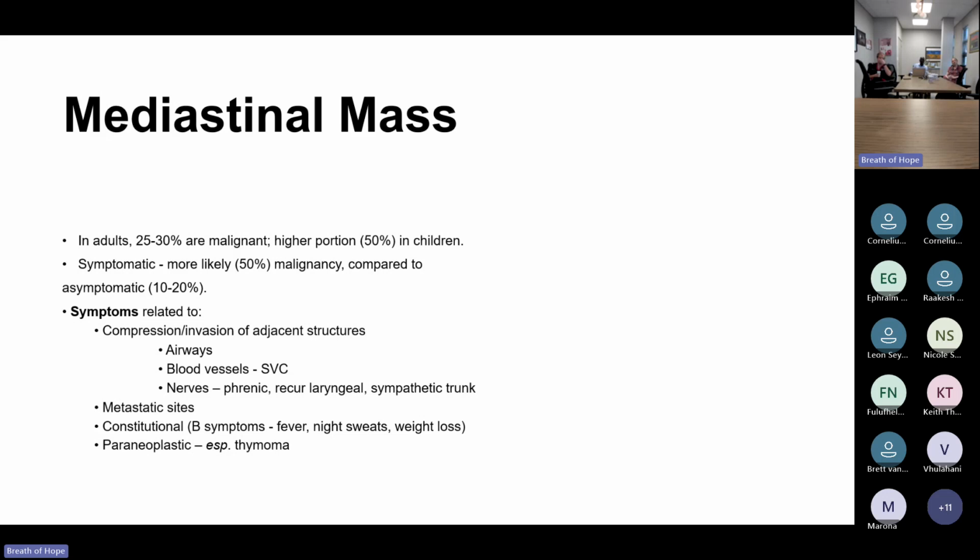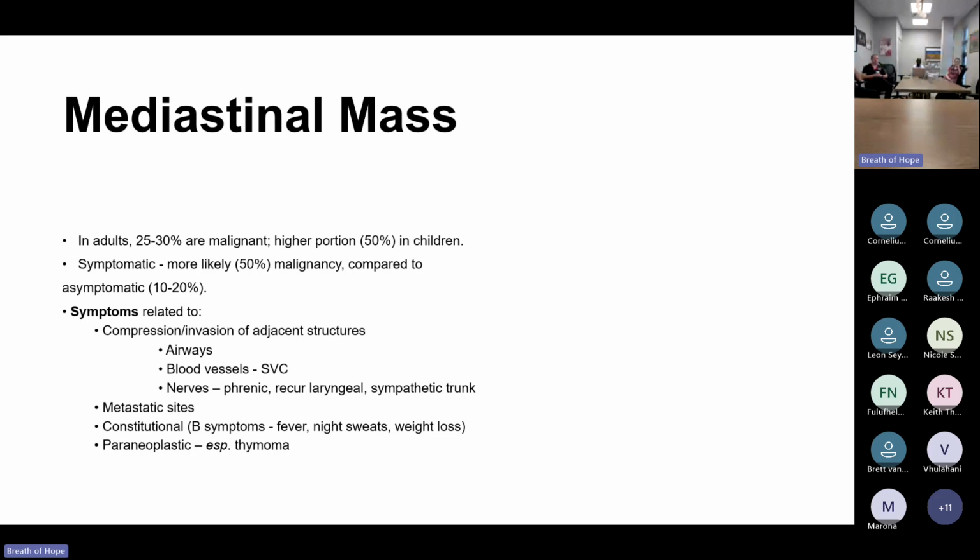Mediastinal masses in adults are 25 to 30% malignant, a higher proportion of 50% in children. Symptomatic masses are more likely malignant, about 50%, compared to asymptomatic ones at 10 to 25%. Symptoms are normally related to compression or invasion of adjacent structures, such as airways, blood vessels, where we see superior vena cava syndrome, which I will discuss later, and nerves such as the phrenic nerve, recurrent laryngeal nerve, and sympathetic trunk.